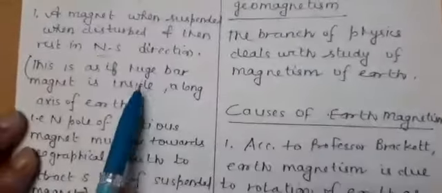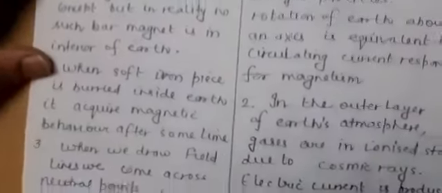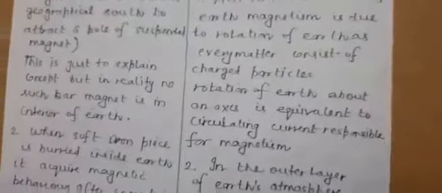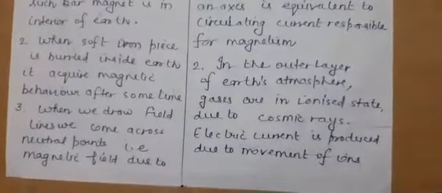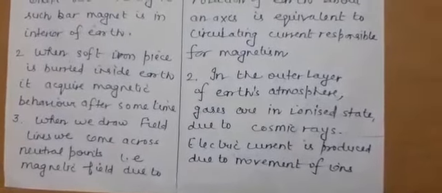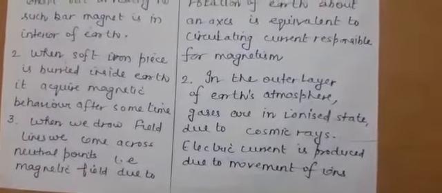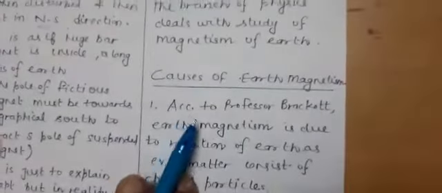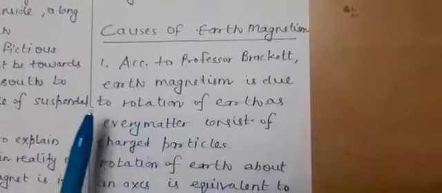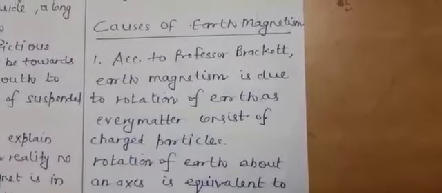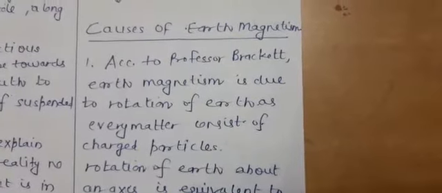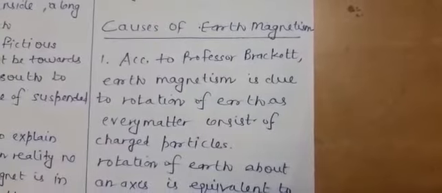So these are the 3 points that concluded that magnetism of Earth exists, but the actual theory was not coming into the picture. It is not so that a huge magnet is buried. So what can be the possible causes? The possible cause of Earth magnetism, according to Professor Brackett, is the rotation of Earth. This is a very important point. We all know that Earth is rotating about its axis.